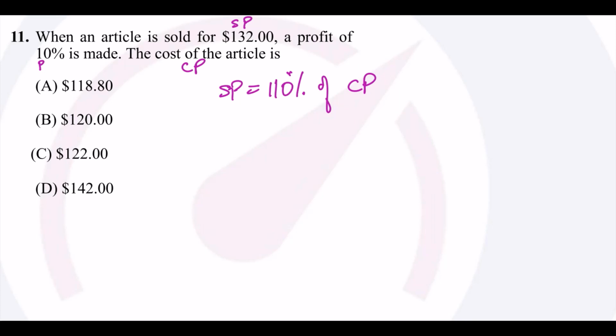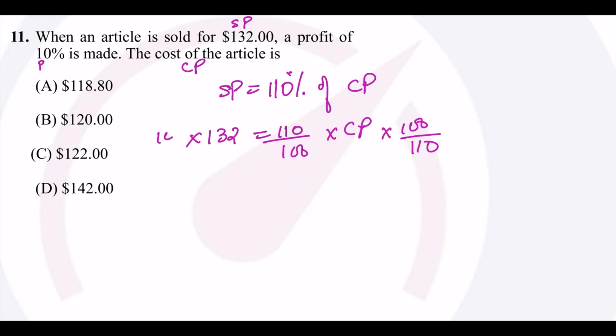Alright, so then we can go ahead now. Let's put in what we have. We have our selling price, which is 132, and we have 110% as 110 over 100 times the CP, what we want to find. So we can apply our algebraic skills from here. We can multiply both sides by 100 over 110. And guys, remember, there are many ways to skin the cat, so you do whatever method is comfortable to you.